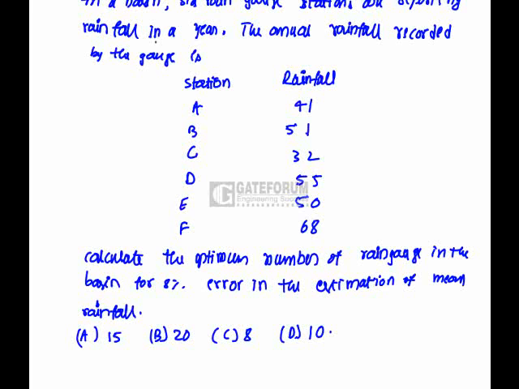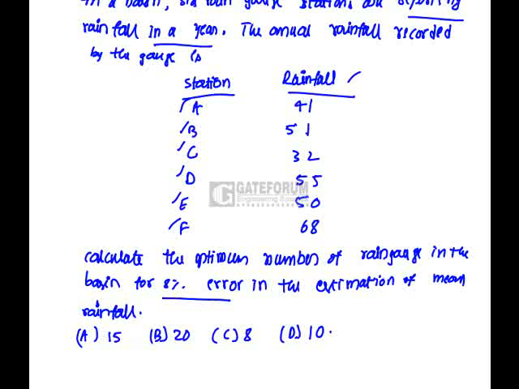In a basin, 6 rain gauge stations are reporting rainfall in a year. So these are the 6 rain gauge stations which are reporting the rainfall for a year. The annual rainfall recorded by the gauges is given in the following table. We have to find the optimum number of rain gauges in the basin for 8% of error in estimating the mean rainfall.